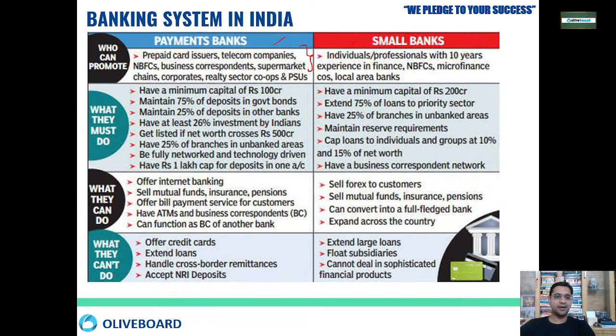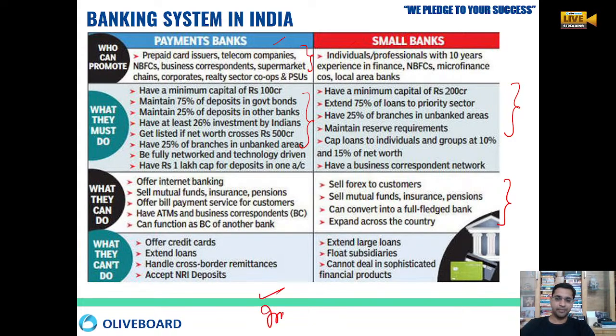Then what should they have? There are some criteria, like how much minimum paid up capital, and certain things that you have to follow. What can they do? Small finance banks sell forex to customers. They sell mutual funds, insurance, pension, and expand across the country. But what about the payment bank? They offer internet services. They sell mutual funds and insurance, have ATM cards and business correspondents, but they cannot do lending activities.